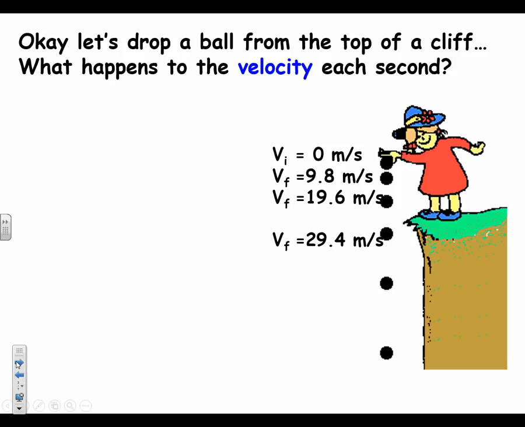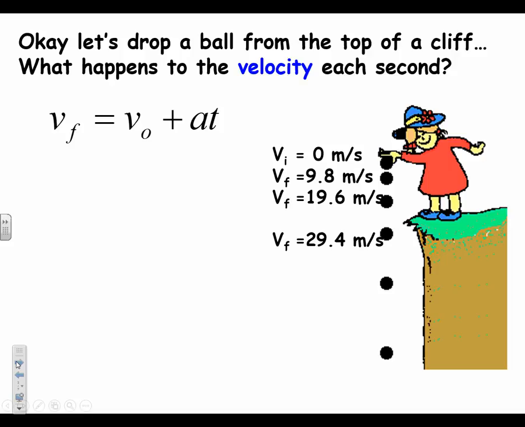So let's drop a ball from the top of a cliff. What happens to the velocity each second? Well, if we start at 0, then after 1 second, it's going to be 9.8. After 2 seconds, it's going to be 9.8 plus 9.8 more, so that's 19.6, and then after 3 seconds, it'll be 29.4, so on and so forth.